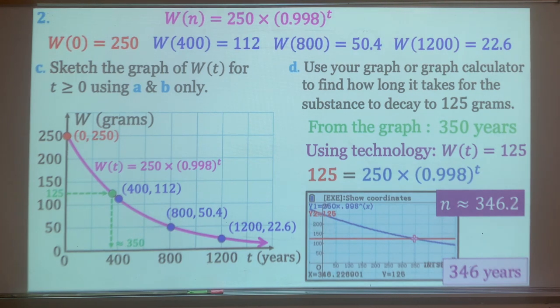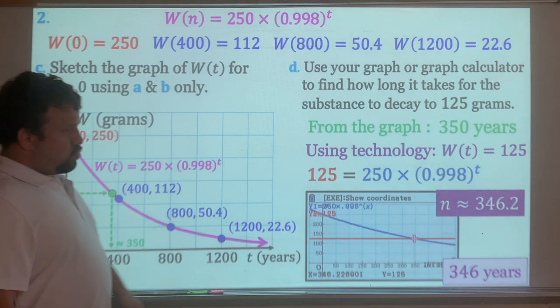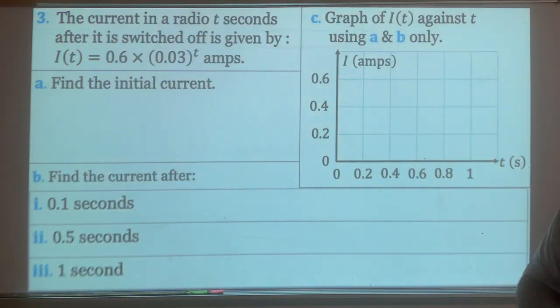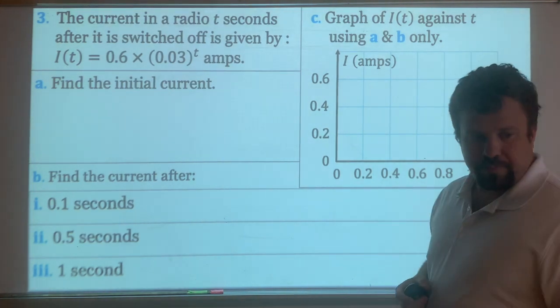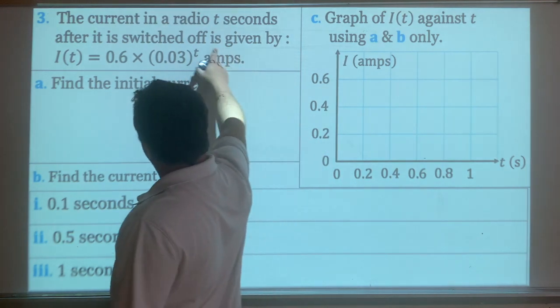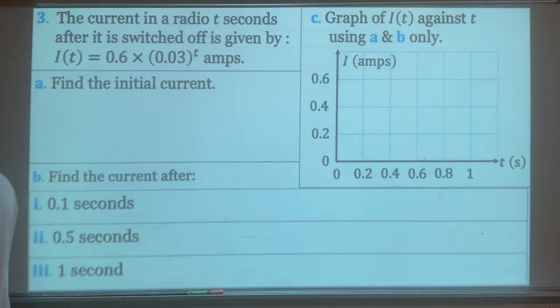Then I went back to problem number 3. Almost there. The current in a radio T seconds after it's switched off is given by I(T) equals 0.6 times 0.03^T amps. Find the initial current.